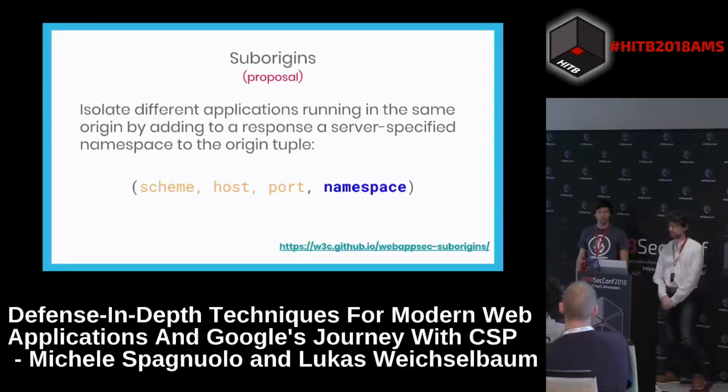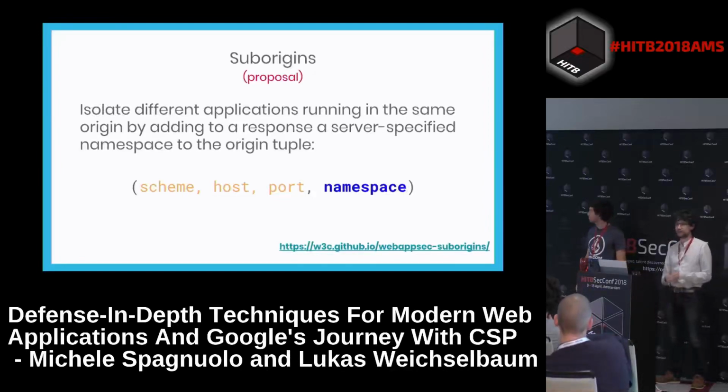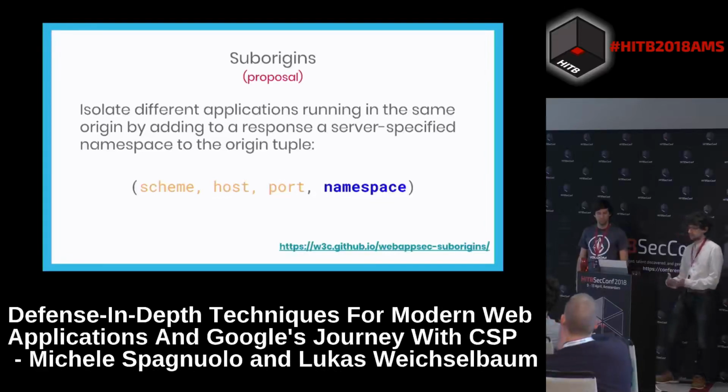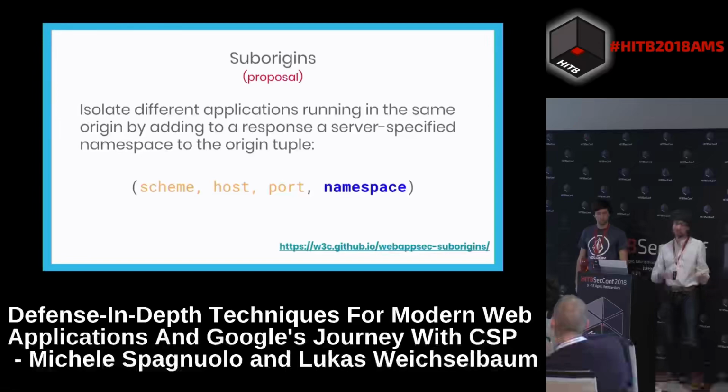mostly, not from a concept point of view. The idea is to subdivide the concept of web origin in a more granular way by adding to the web origin tuple, which is scheme, host, and port, like HTTPS, Google, 443, a namespace that is provided by the webmaster, like accounts or user one. This makes it possible to isolate different applications that are running in the same web origins by not having to have, you know, a subdomain or a different domain.